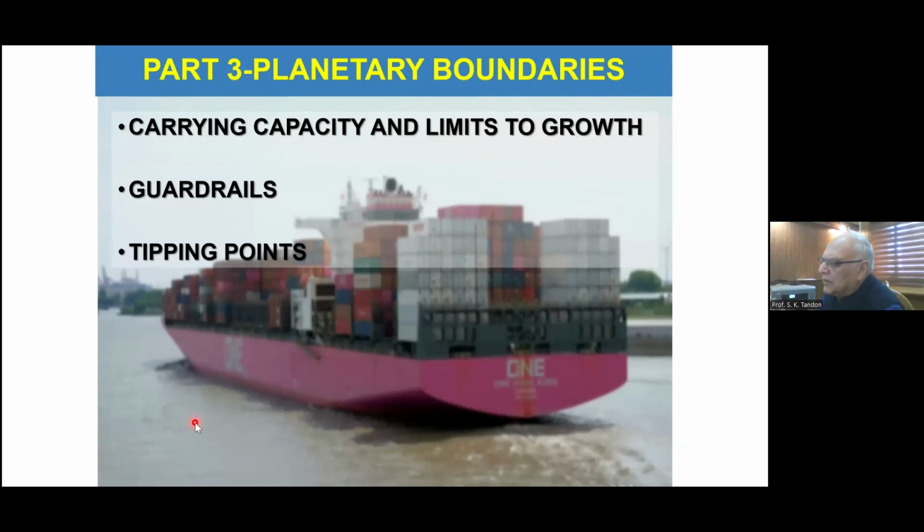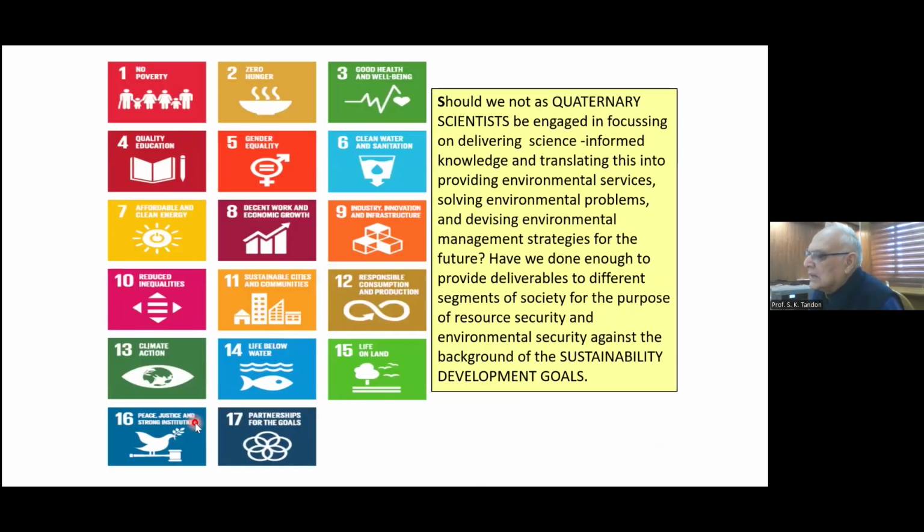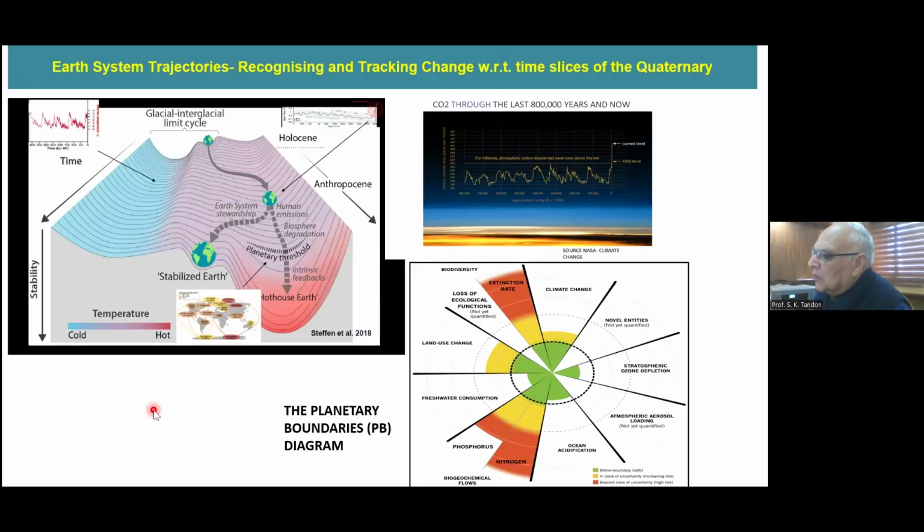So the planetary, I'll try and conclude now in the last part of this talk: carrying capacity and limits to growth, guardrails and tipping points. This is what you want actually, because you want a safe operating space for humanity. And what is being realized is that space has become, to a great degree, unsafe essentially.